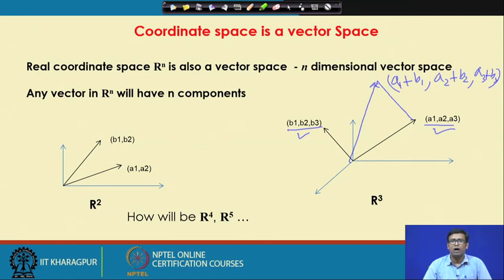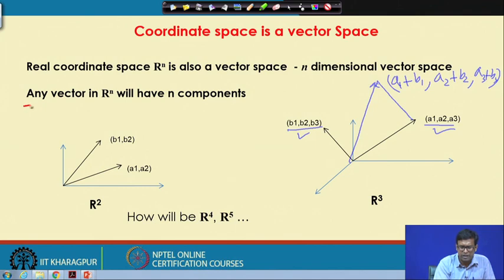But how will R4 or R5 or even higher dimensional spaces be, which we really cannot perceive using our geometric visualization capacity? We cannot perceive what a 4-dimensional space, 5-dimensional space, or even higher dimensional spaces are. So, how will they be? But we can probably get an idea: any vector in an n-dimensional coordinate space will have n components, and anything till infinity can lie in coordinate space.